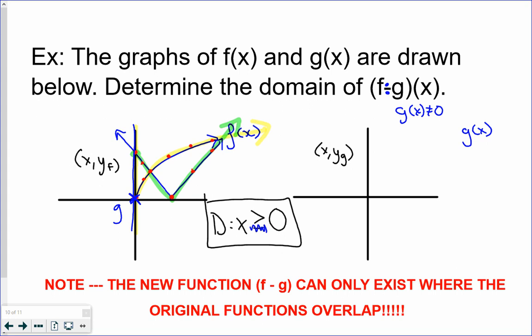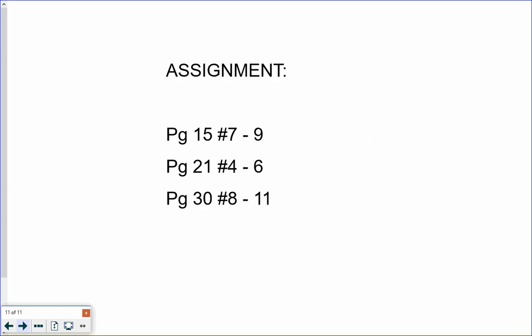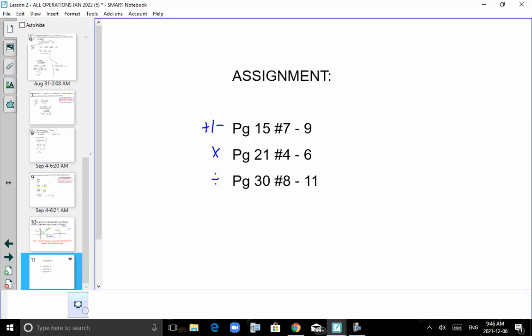Okay, so that is all of our operations. In the workbook, they cover that as 3 separate lessons: one on add subtract, one on multiply, and one on divide. So I just picked a few questions from each one for you to go ahead and practice. But that concludes our operations on functions.